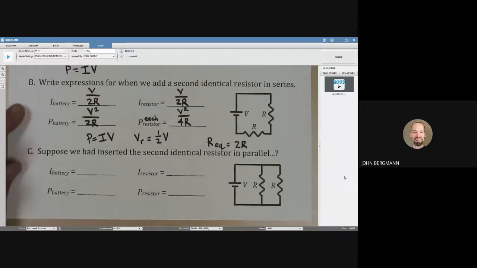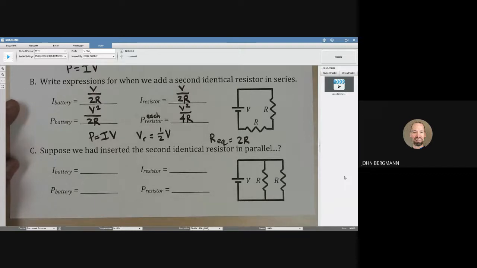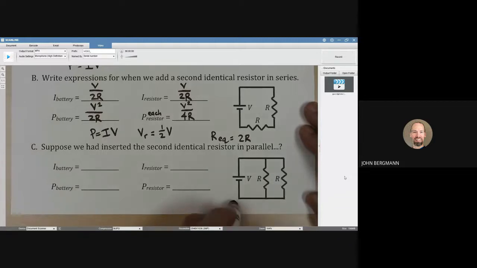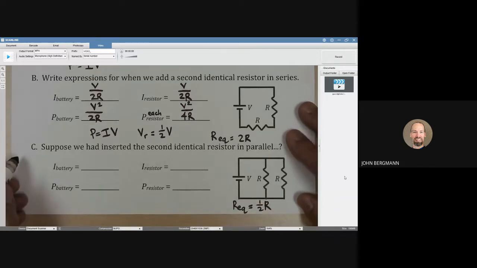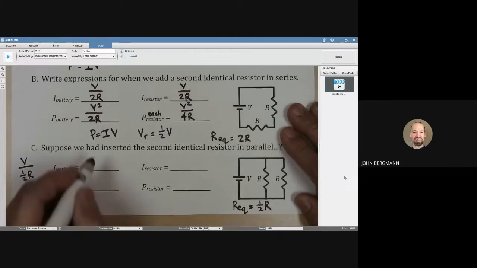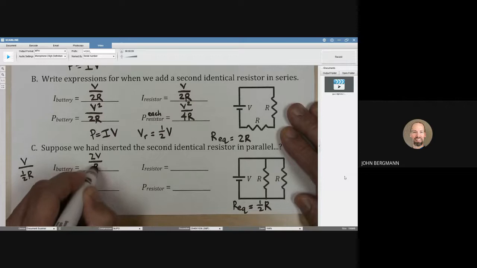All right. What if now we take the same resistors, but we put them in parallel instead of series? Well, when we put them in parallel, then we have to use the 1 over equation to find the resistance perceived by the battery. So that would be 1/R plus 1/R, which is 2/R. Take the reciprocal of that, that gives you R/2. This is the resistance that the battery perceives. The current that's going to go through the battery is going to be the voltage of the battery divided by the resistance that the battery feels, which is going to be 2V over R.